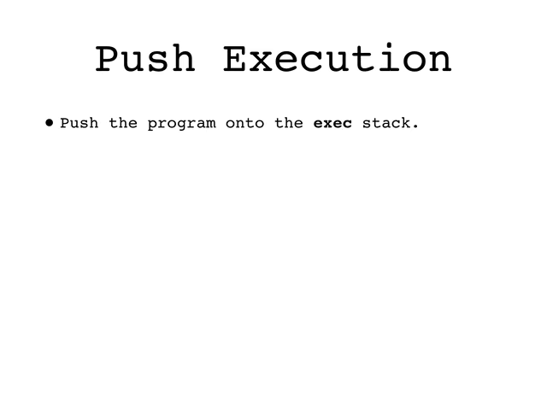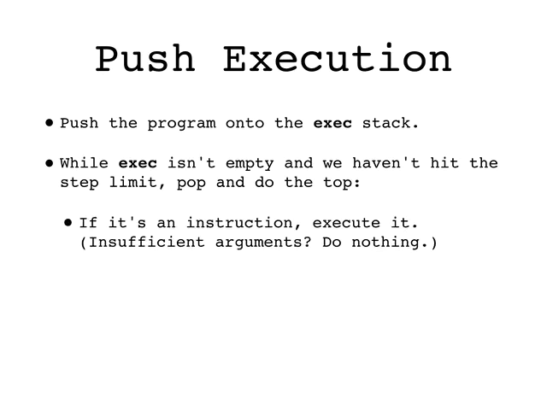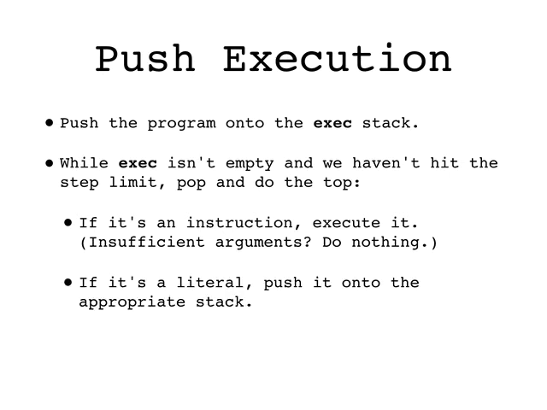To execute a Push program, it is first pushed onto the exec stack. And then, while the exec stack isn't empty and a pre-specified step limit hasn't yet been reached, the top item is popped and processed. If that popped item is an instruction, then it is executed by popping the inputs that it requires, performing the instruction, and pushing any outputs to the stacks of the appropriate types. If the stacks don't contain all of the needed inputs, then the instruction has no effect at all.